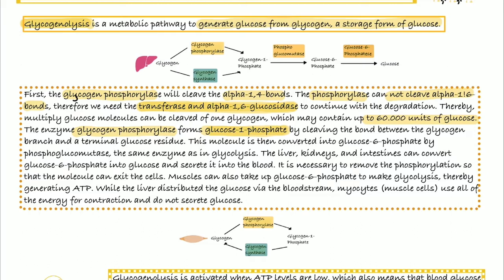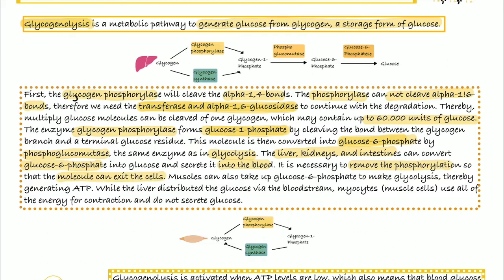So now glucose 1-phosphate can be converted into glucose 6-phosphate by the so-called phosphoglucomutase, which is the same enzyme as in glycolysis. There's a separate video about glycolysis if you're not completely familiar with this term, which is linked above. Now, liver, kidneys and intestines can then convert this glucose 6-phosphate into glucose and secrete it into the blood. And we have to remove the phosphorylation so that the molecule can exit the cells.